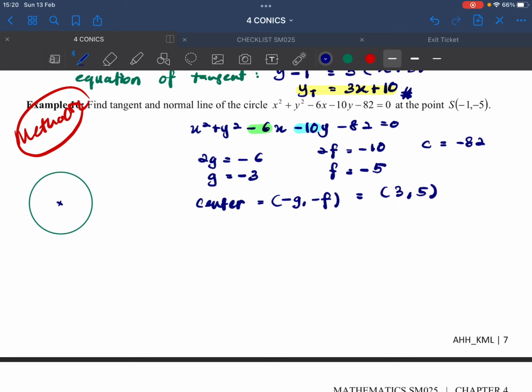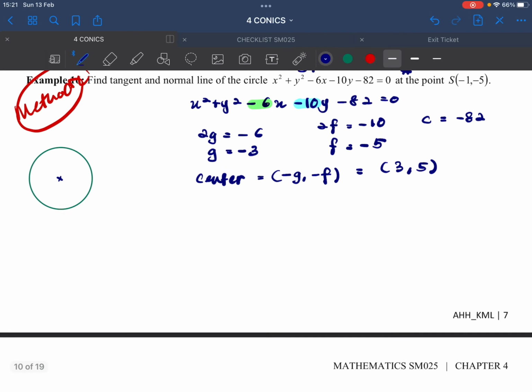Okay, +3, +5. Remember, this is always the same mistake that students make. They normally forget that the center is (-g, -f). So make sure you remember that. Okay, so we have the center.